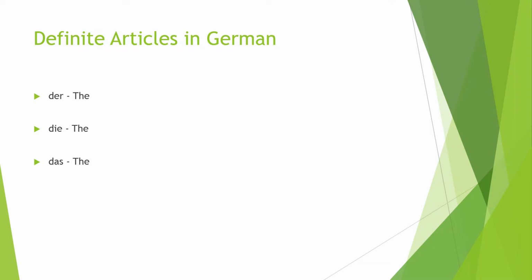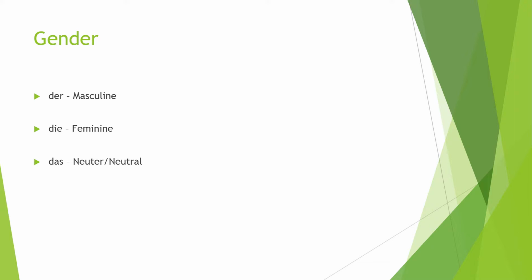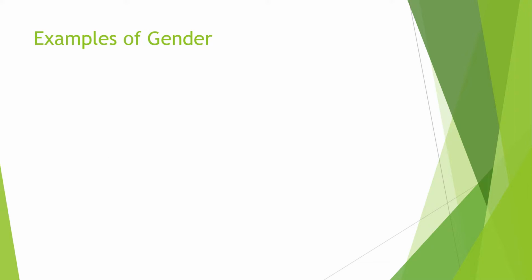Now, the definite articles in German are der, die, and das. They all mean the, and I'm sure you're wondering why there's three instead of just one like in English. Well, in German, there's genders. So, the genders are der being masculine, die being feminine, and das being neuter or neutral. Some examples of these genders are der Mann, which means the man, die Frau, which means the woman, and das Buch, which means the book.